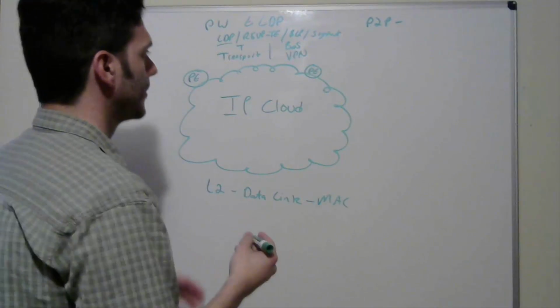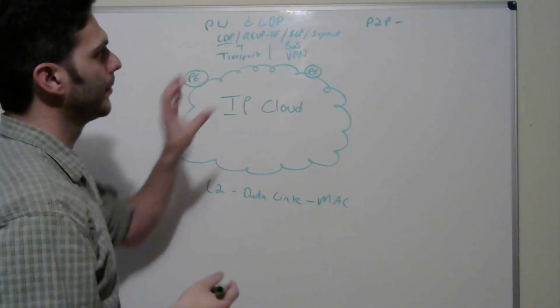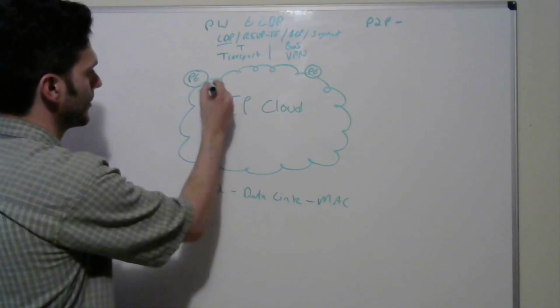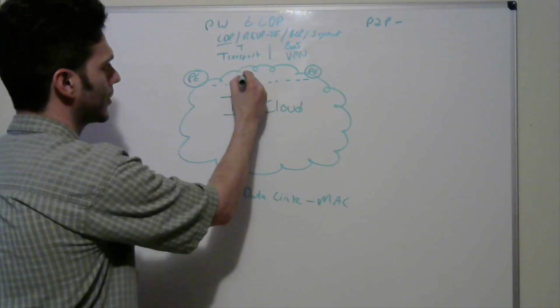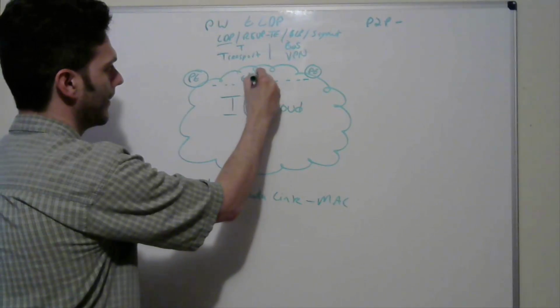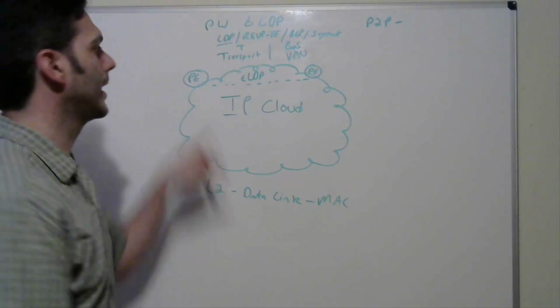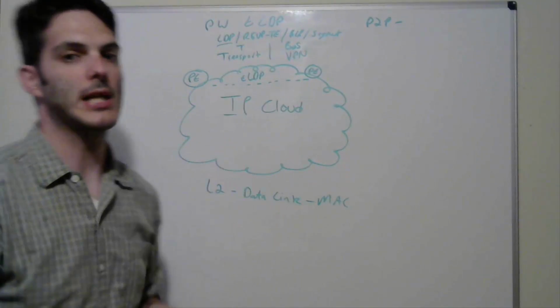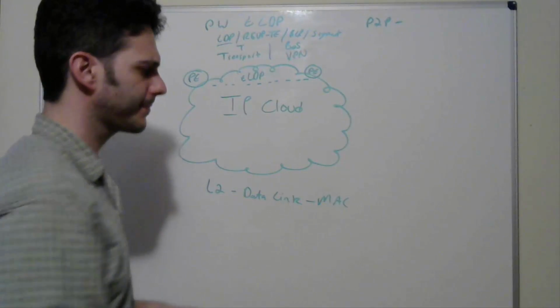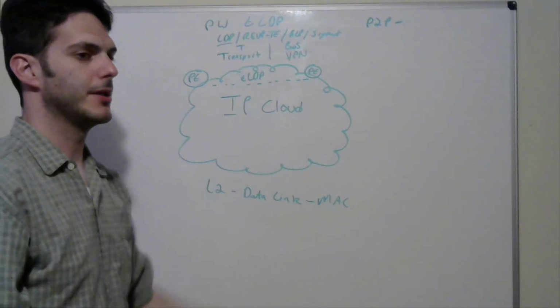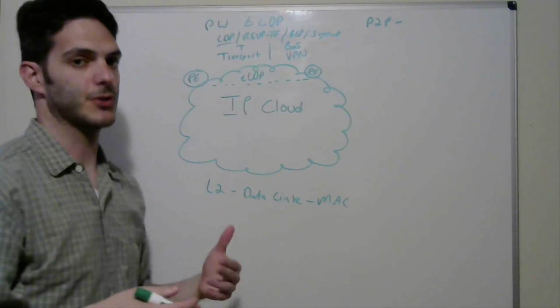Okay? So when we're talking about this, we have the targeted LDP session, which I'm just going to draw a dashed line over to here. This guy right here is your targeted LDP. Targeted LDP meaning that this PE and this PE are not directly connected to each other. So it's a non-directly connected connection. So you set that up, the pseudo wire comes up, all is well.